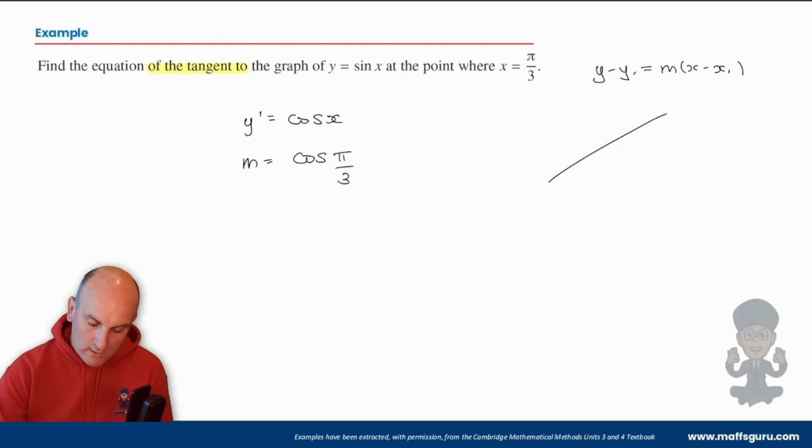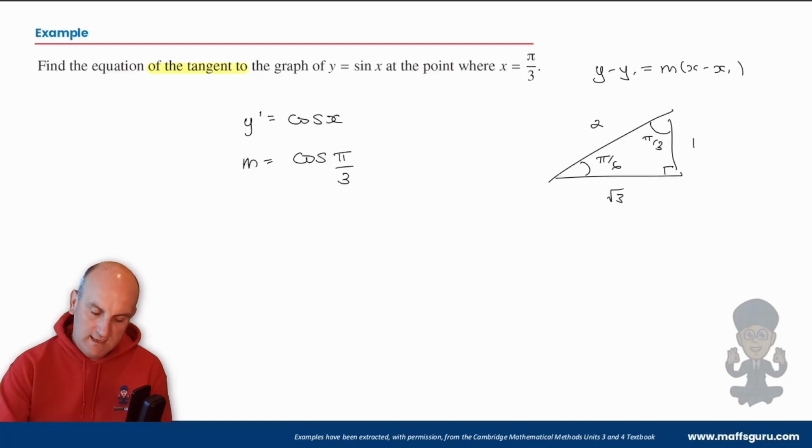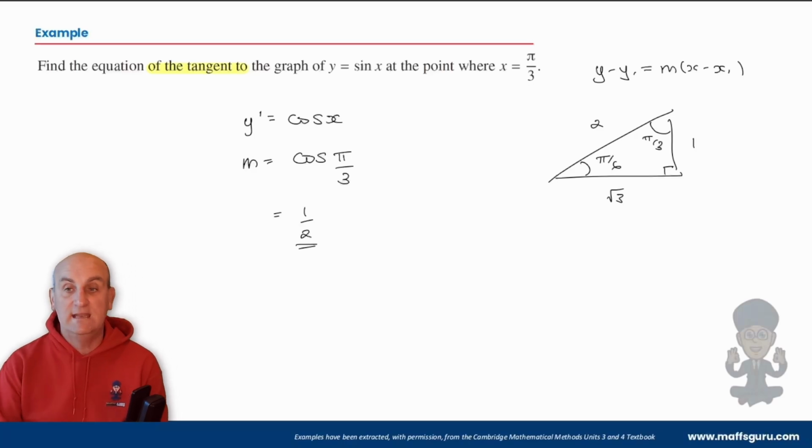Well, if all else fails, I can draw my right angle triangle here, and that's pi on 6, and that's pi on 3, and that's a right angle, and that's 1, 2, and root 3. So the cosine, which is adjacent over hypotenuse, is a half. A lot of people now are screaming at me going, yeah, but you can remember this. Yes, okay, but there are other ways of doing it if you need to. So my gradient is equal to a half.